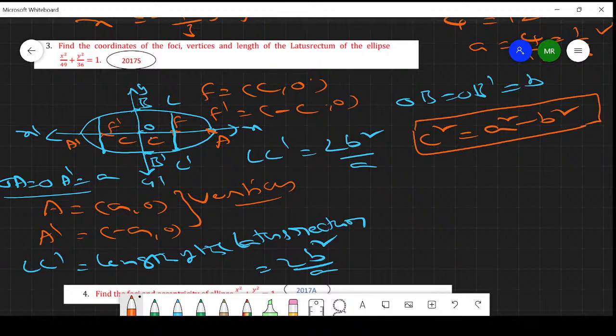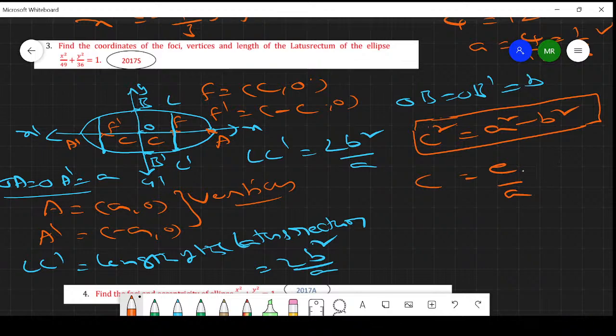What is c? This O is called the center of the ellipse. Distance from center to F, OF, is called c. The length OB is called b. OA is called a. From that we derive one relation: c square equals a square minus b square, in the case of ellipse. They write (c, 0) and (-c, 0). Before, I wrote (ae, 0), that is also correct. We have the relation c equals ae.